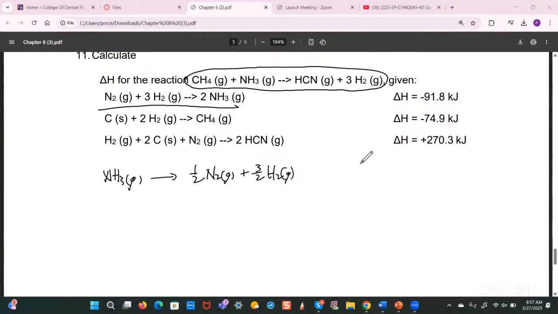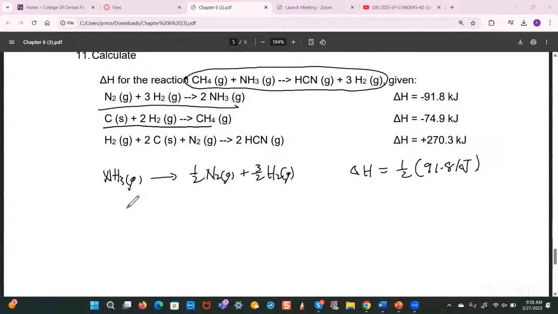Which means what happens to delta H in this case? Flip the sign. Change the sign and divide by 2 or multiply by half. So that's half of 91.8 kilojoules. All right? What about this equation?